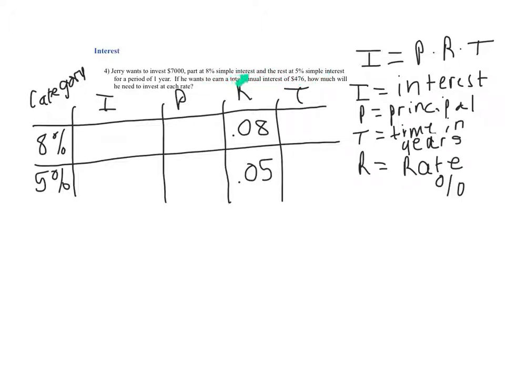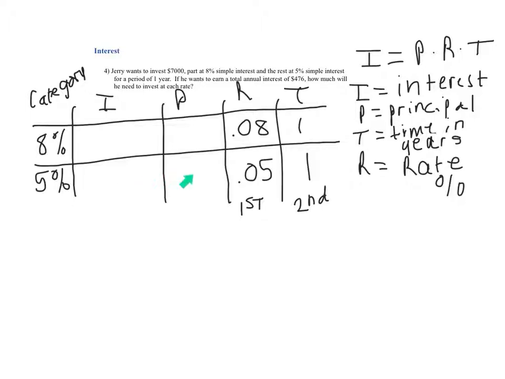So putting part at 8%, part at 5% interest for a period of 1 year. So that's our time. If they were investing for 2 years, we would have needed to put 2 out here. But for this problem, we're just putting a 1 out here. So what I'd like you to understand here is that the first thing we really filled in was our rate. It was given. The time was another thing that was given. So we filled in these two columns first.